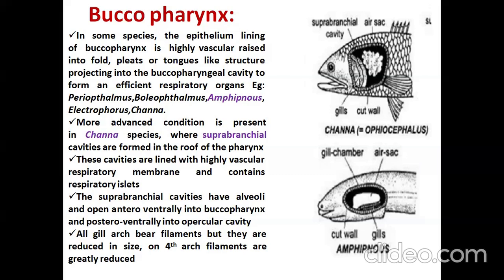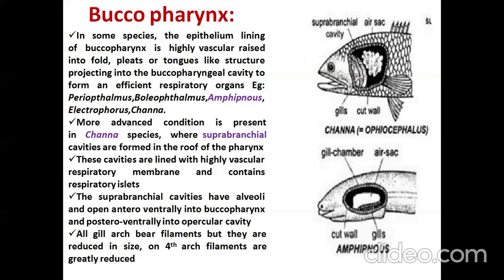Examples are periophthalmus, boleophthalmus, amphipnous, Chenna, electrophorus, etc. And a more advanced condition is present in Channa species, where there is the suprabranchial cavity. So here you can see a cavity also. Supra means always above. Branchial means gills. So above the gills, it has a cavity that we call the suprabranchial cavity. And this is formed in the roof of the pharynx. And these cavities are lined with a highly vascularized respiratory membrane. So here you can see the respiratory membrane.